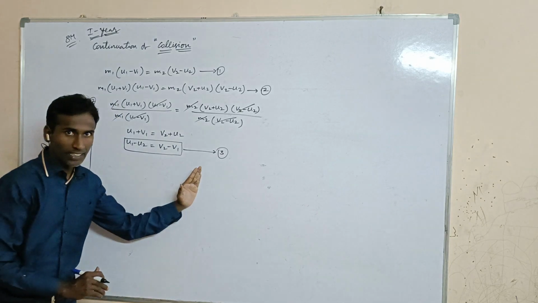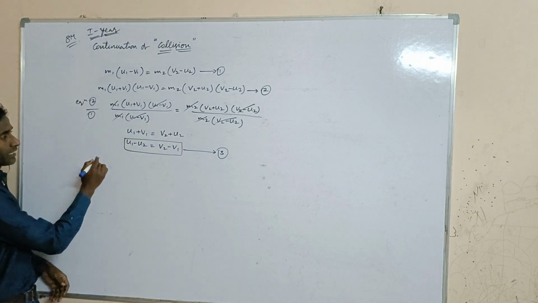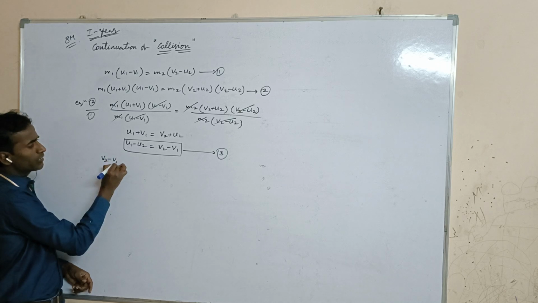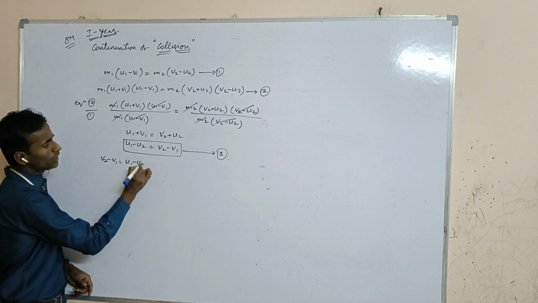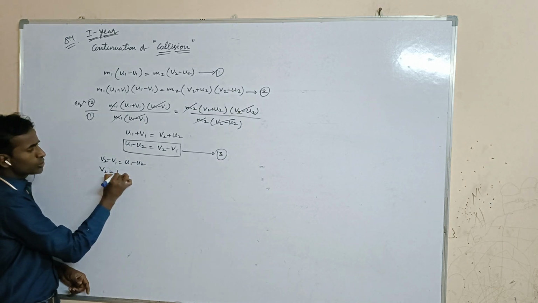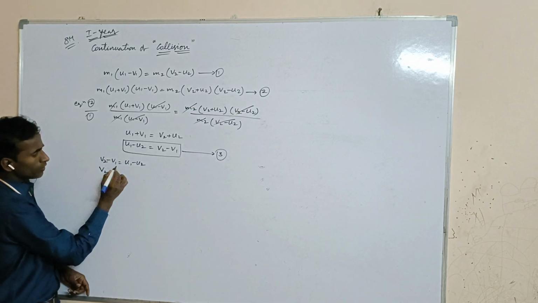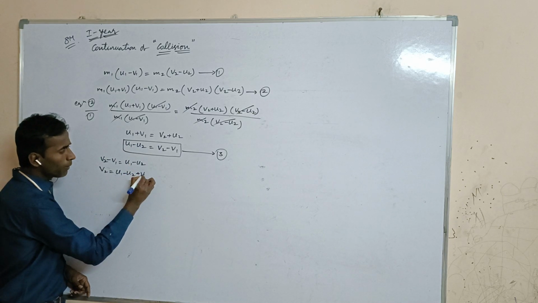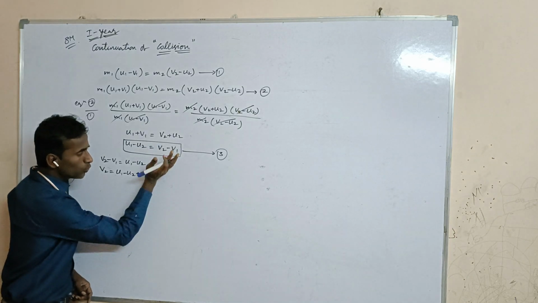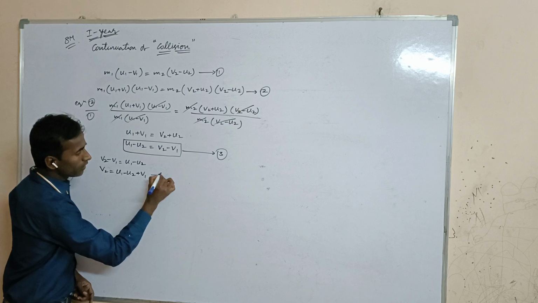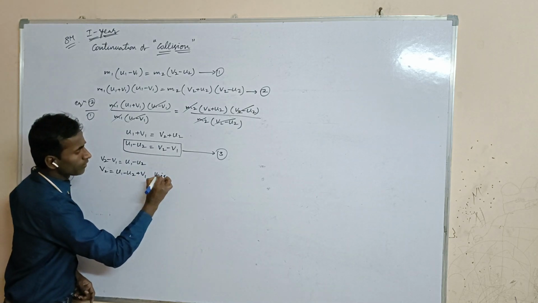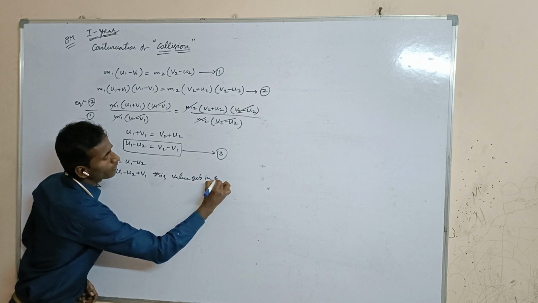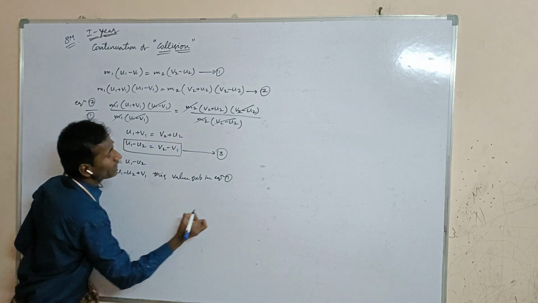This is equation number 3, and from this equation we have to take the v2 value or v1 value. Now I am taking from equation 3 only, that is v2 minus v1 is equal to u1 minus u2, right? Now again v2 is equal to u1 minus u2, and this minus v1 you take to the other side, that is plus v1. This value we substitute in equation 1.